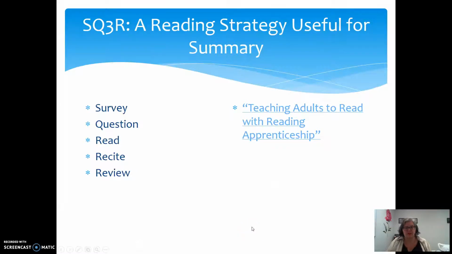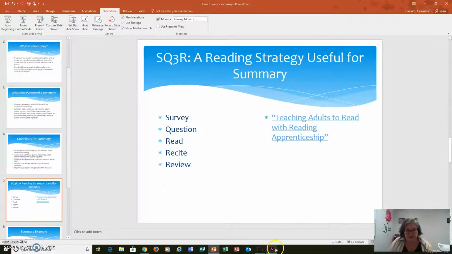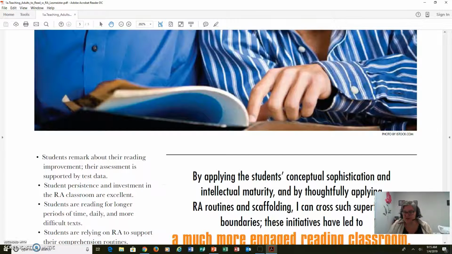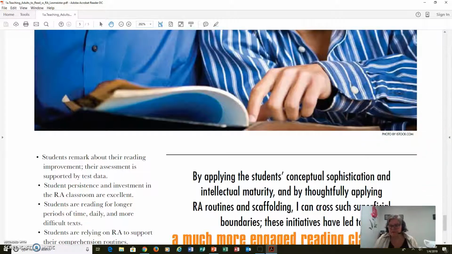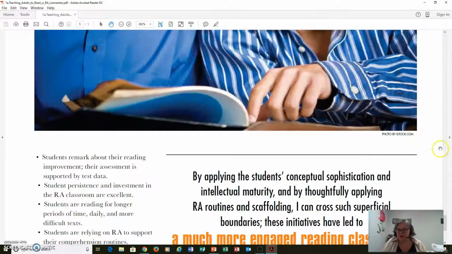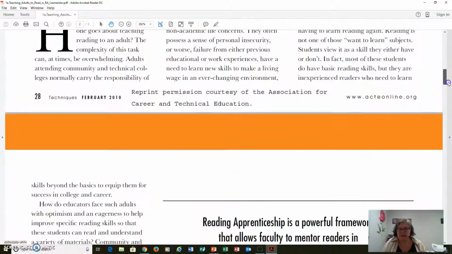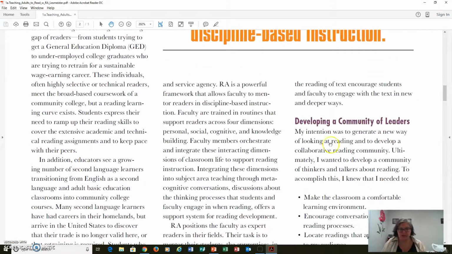Okay, so I've surveyed it. All right, now if I'm going to question it, what I might do is turn all these headers into questions. Wrong, try that again. So what are my headers? My headers are developing a community of leaders. So I might ask, how do I develop a community of leaders?